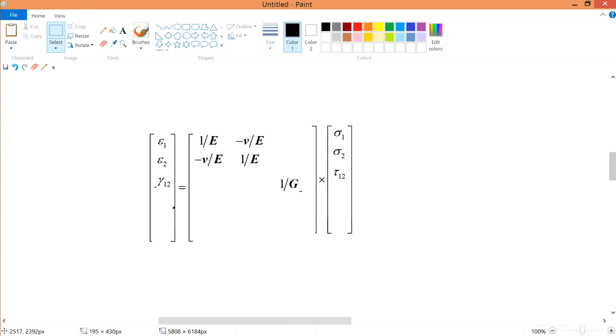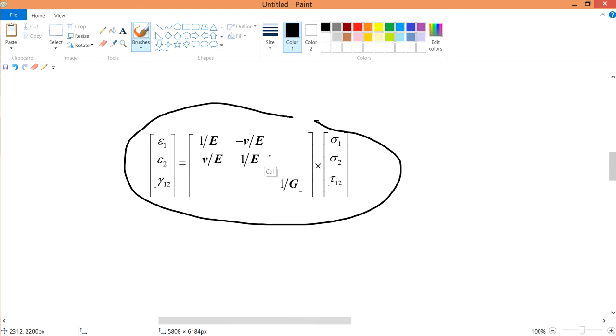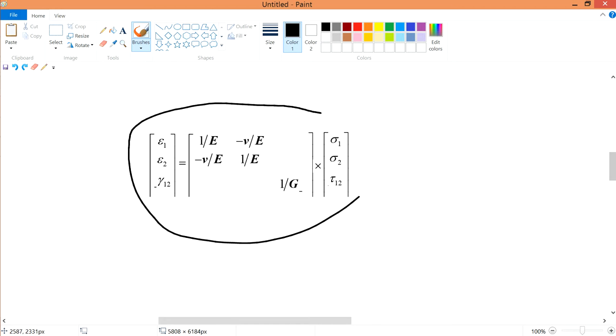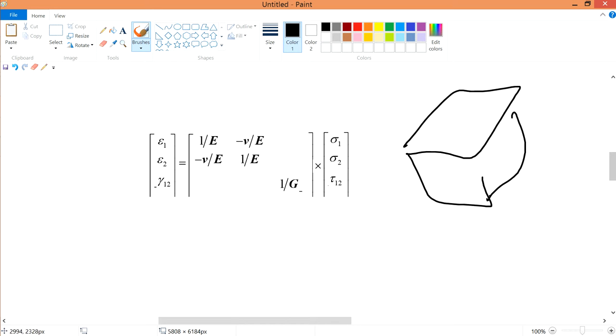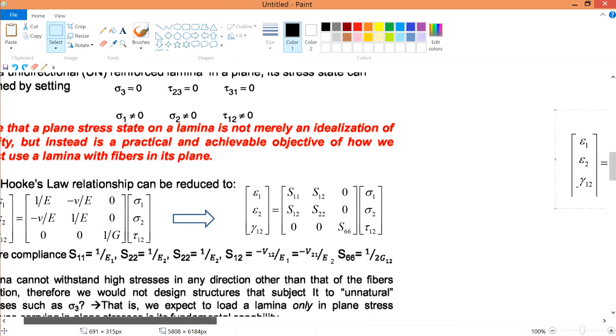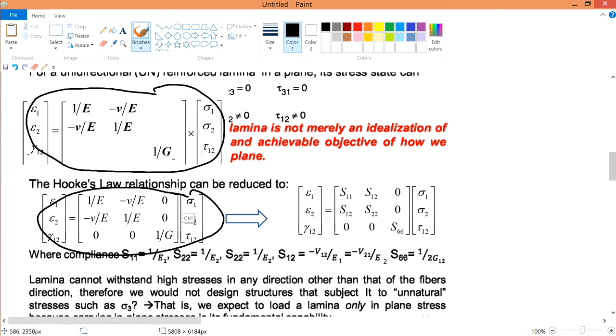If I put things in a neater way, this will be your so-called reduced plane stress assumption. So it's a reduced stress state. You assume that this 3D cube becomes a 2D thin plate, which is what we're going to talk about now. And if you compare this matrix to the one that we have just derived, it is exactly the same thing. This is the one that we have derived, this is the one that is provided.